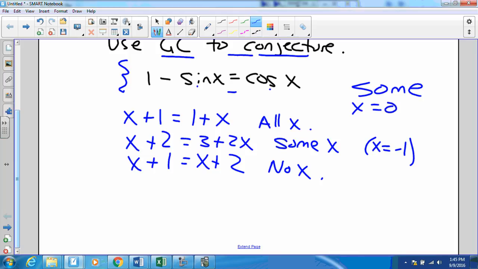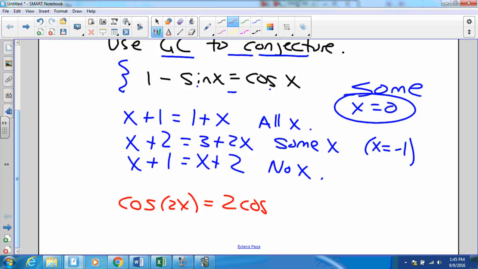Good. So here, I have to exhibit one as proof that my statement is true. It's not evidence, it's proof. All right, what about the next one? The next statement is cosine 2x equals 2 cosine squared x minus 1. True for all, some, or none?